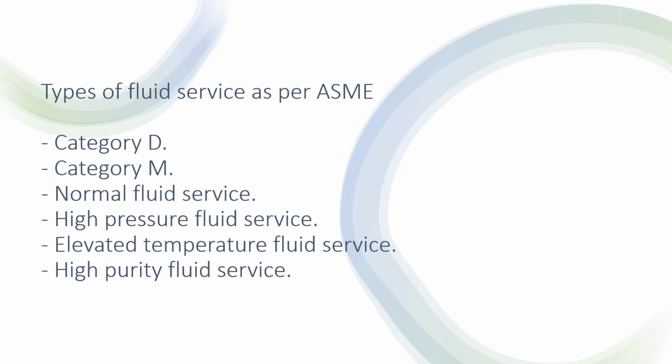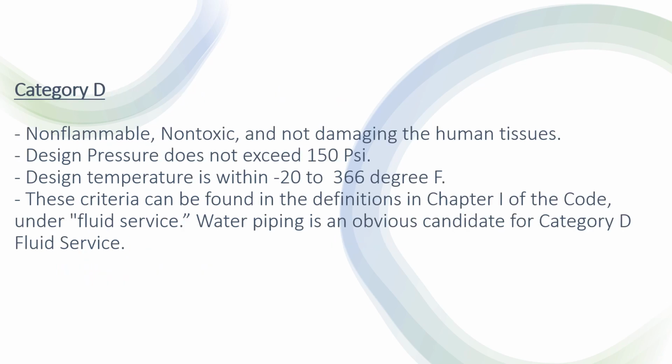So basically, types of fluid service as per ASME are category D, category M, normal fluid service, high pressure fluid service, elevated temperature fluid service, and high purity fluid service. So as I told you, there are 6 types of fluid service which we will discuss today: category D, category M, normal fluid service, high pressure fluid service, elevated temperature fluid service, and high purity fluid service. So what is category D service?